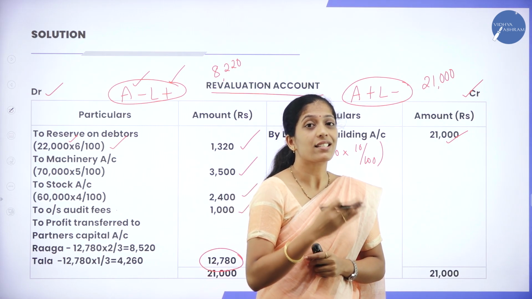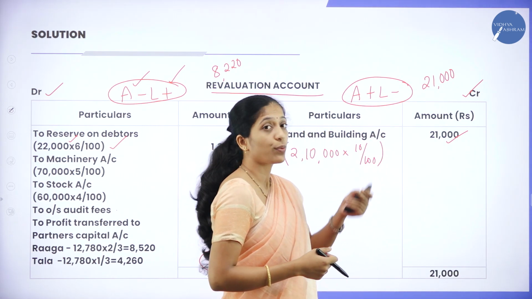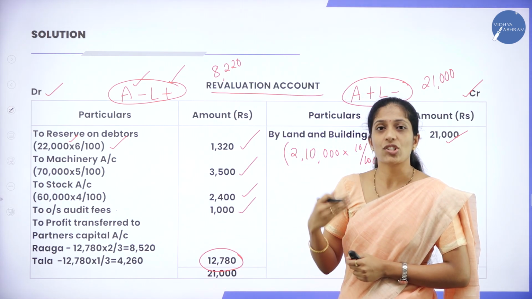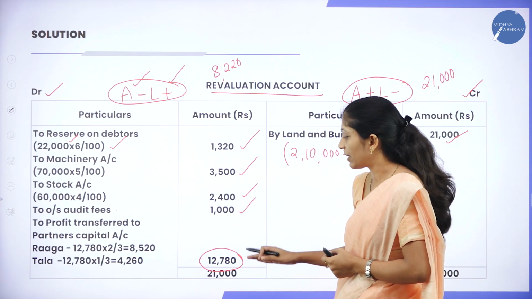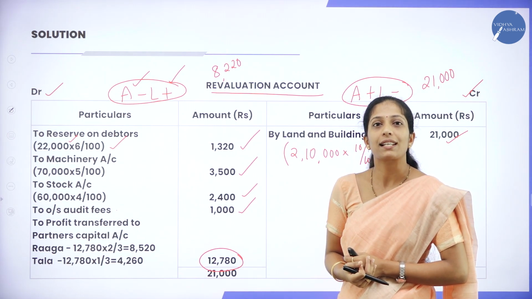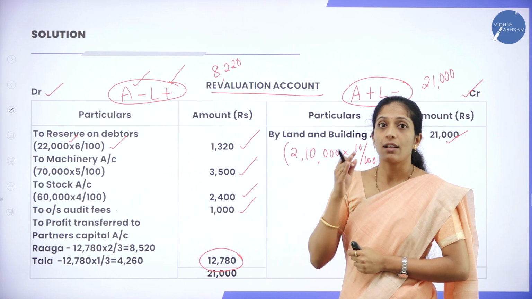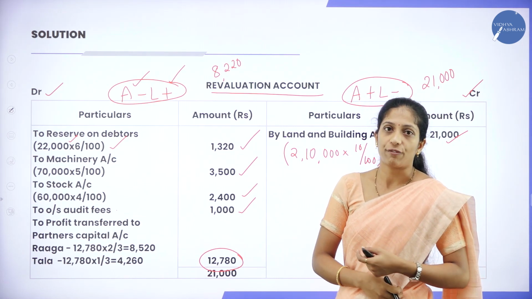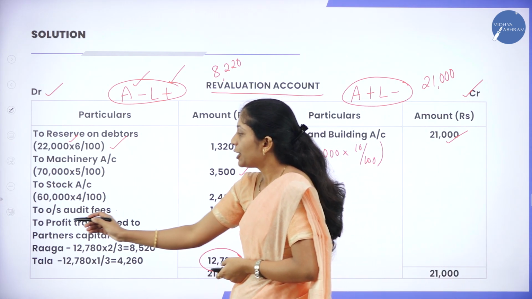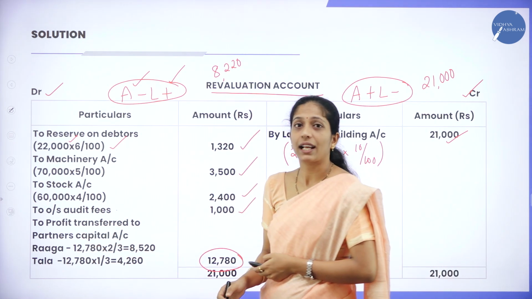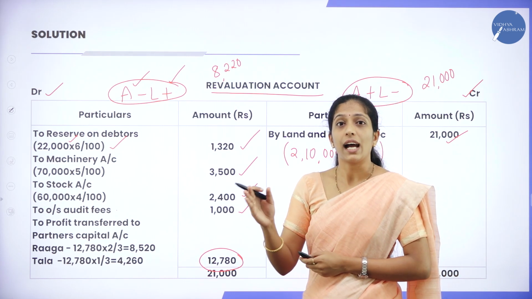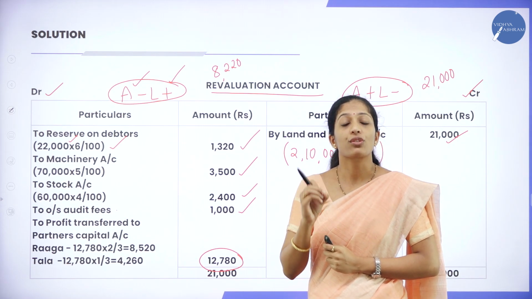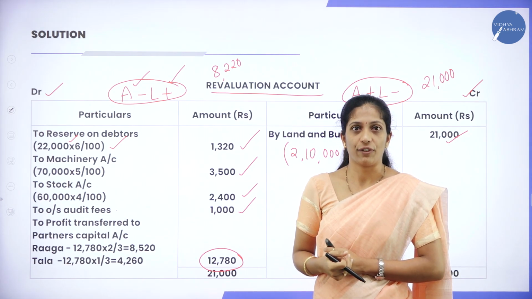Now what is this 12,780? Your credit side was more than debit side. Credit side was 21,000, whereas debit side was only 8,220. In the sense, credit side is more than debit side, you got a balancing figure on the debit side. It means it is revaluation profit. Now that profit has to be distributed only to the old partners in their old profit sharing ratio. How to write? To profit transferred to partners' capital account. Now who are the old partners? Raga and Tala. Shruti is a new partner. No need to distribute to Shruti because she was not part of the old partnership firm, right?